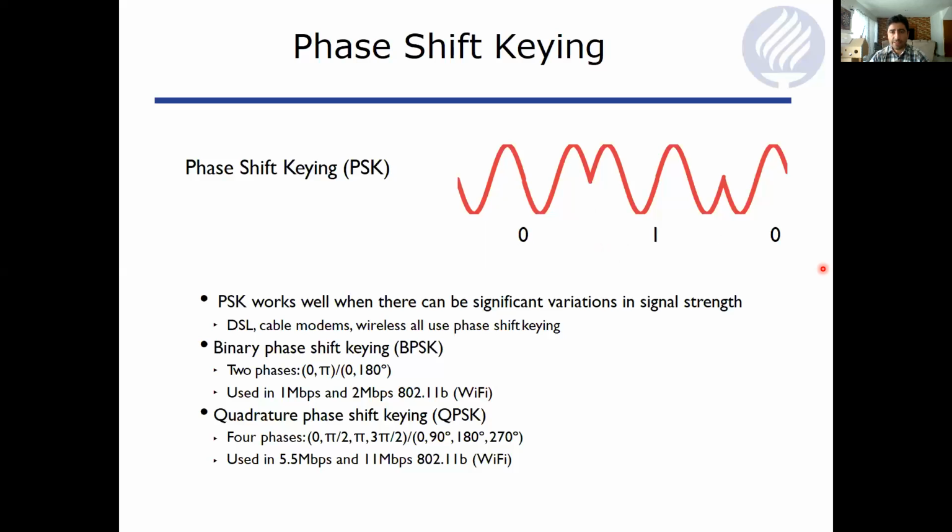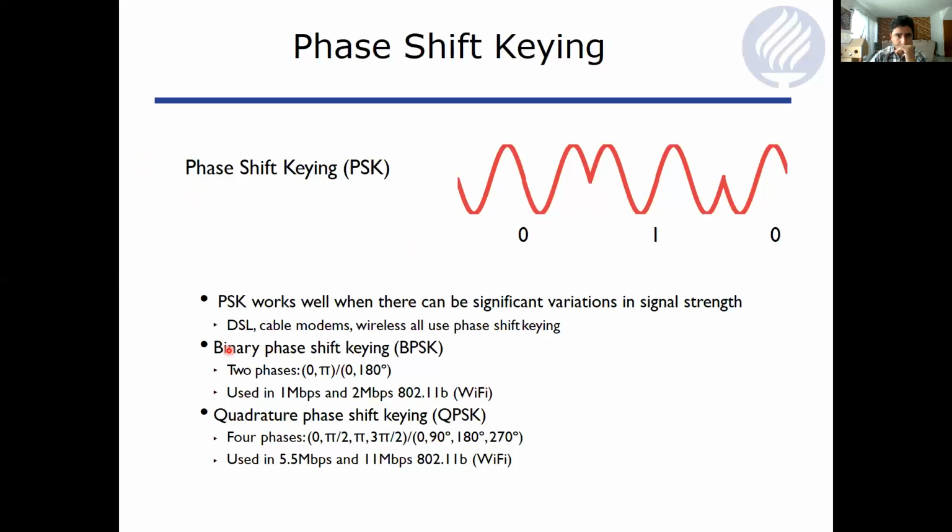So phase shifting is very useful when your channel or your medium is such that you can have significant variation in signal strength. Unlike the wire, for example, when we are transmitting signals over the air medium, it's not a controlled environment, so amplitude shifting is really not going to help us. We need a different type of modulation. So we usually use phase shifting, for example, in our wireless systems.